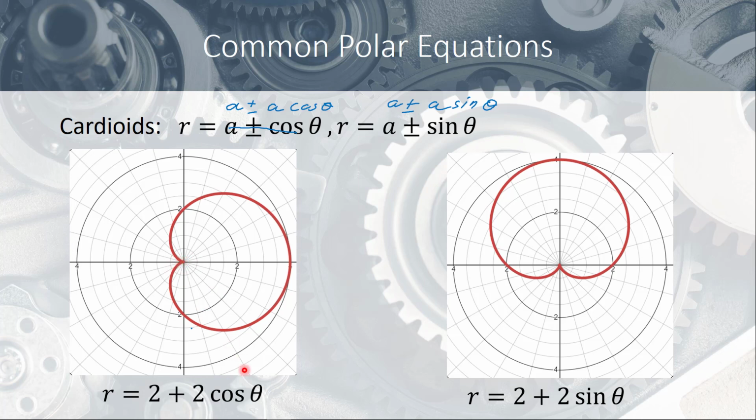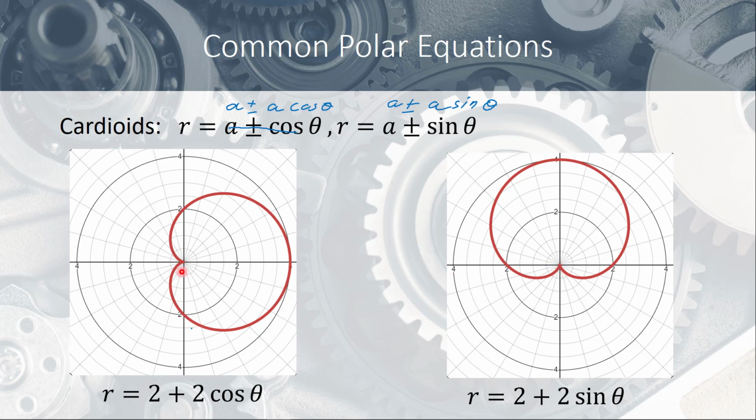And that should make perfect sense, because when theta is equal to 180 degrees, cosine theta is -1, and we have 2 minus 2, which is 0. Similarly, we have a null at 270, and once again, when theta is equal to 270, sine of theta is equal to -1, we have 2 minus 2, and that gives us a null right there.